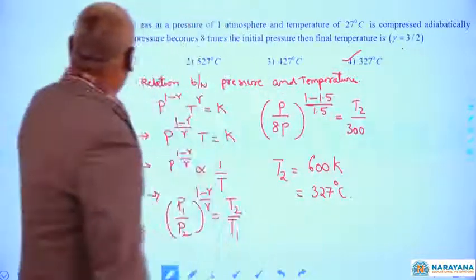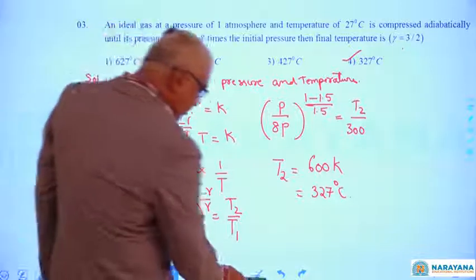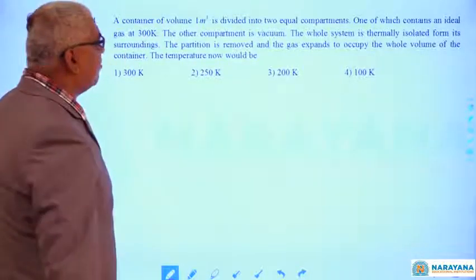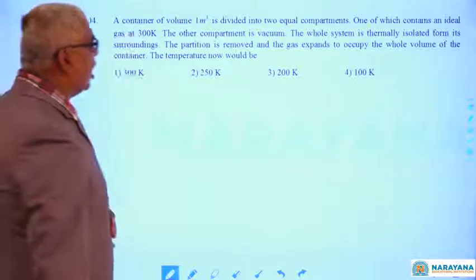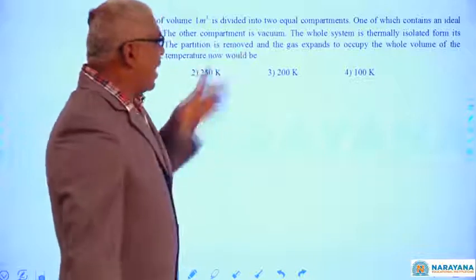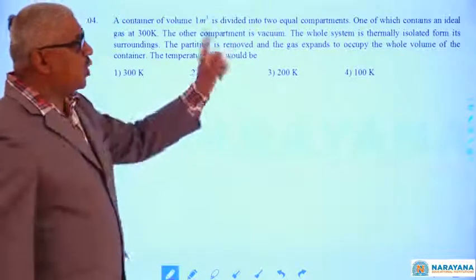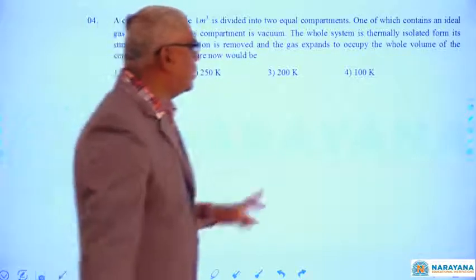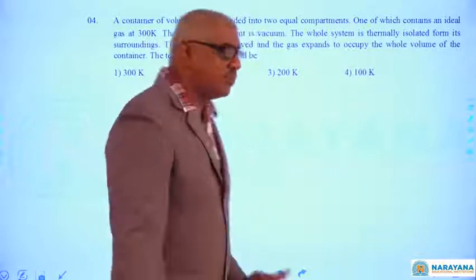Now we are entering into question number 4. A container of volume 1 meter cube is divided into 2 equal compartments, one of which contains an ideal gas at 300 Kelvin. The other compartment is vacuum. The whole system is thermally isolated from its surroundings. The partition is removed and the gas expands to occupy the whole volume.